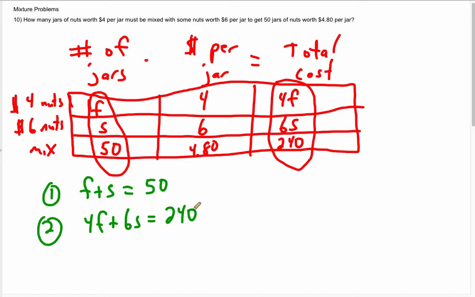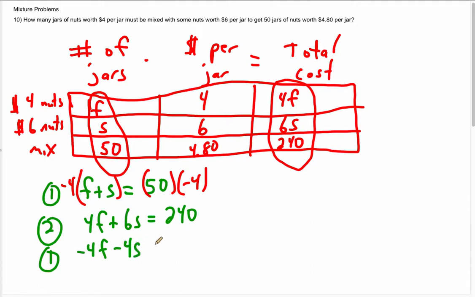Now this can nicely set up into an elimination if this was a -4 or this was a -6. So either one of those would work nicely. I'm going to make it -4. So I'm going to multiply this top equation by -4. And that will get me -4F minus 4S equals -200.